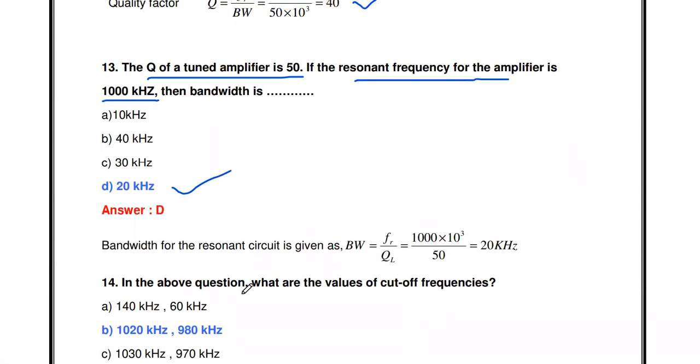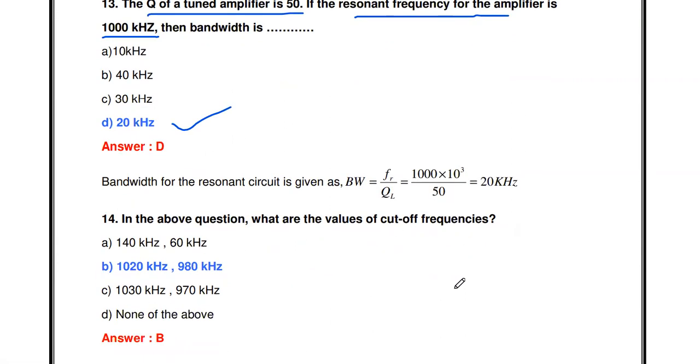Okay, then the next one. In the above question, the quality factor is 50, resonant frequency is 1000 kilohertz, and the bandwidth is 20 kilohertz. What are the values of the cutoff frequencies? Bandwidth is nothing but the range of frequency between the lower cutoff frequency and the upper cutoff frequency. This point is said to be the lower cutoff frequency FL, and this is the upper cutoff frequency FH. The difference between FH and FL is called the bandwidth.